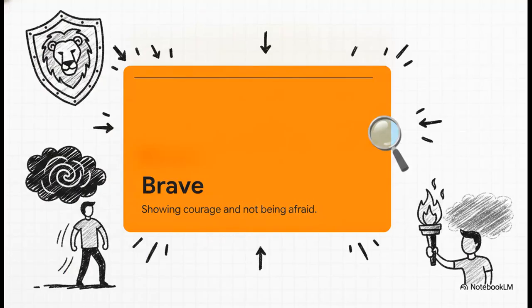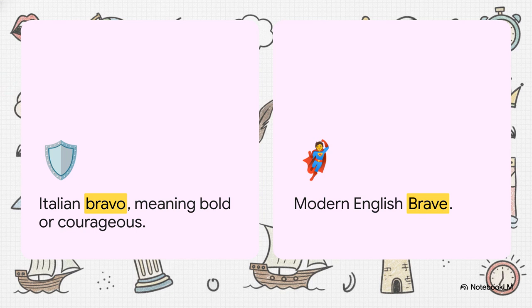Which brings us to our third word. We define brave as demonstrating courage and facing the unknown without fear. It means showing guts and not backing down when things get difficult. Historically, this traces all the way back to the Italian word bravo, which meant bold or courageous. When it entered the English language in the 16th century, it was used very specifically to describe heroes and incredibly courageous, bold individuals charging into battle.